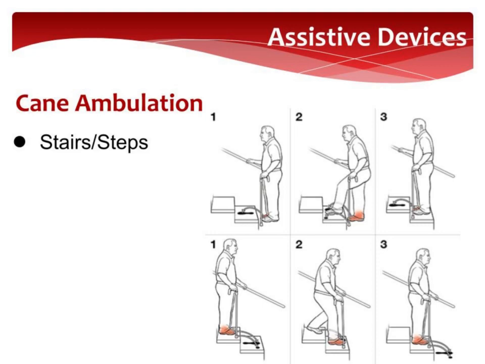Indicated in red will be the weaker leg. When going up, you step with the foot closest to the cane first, which should be the stronger leg, followed by the cane and the opposite foot or the weaker leg. When going down, the cane goes first, followed by your weaker leg, then the stronger leg.